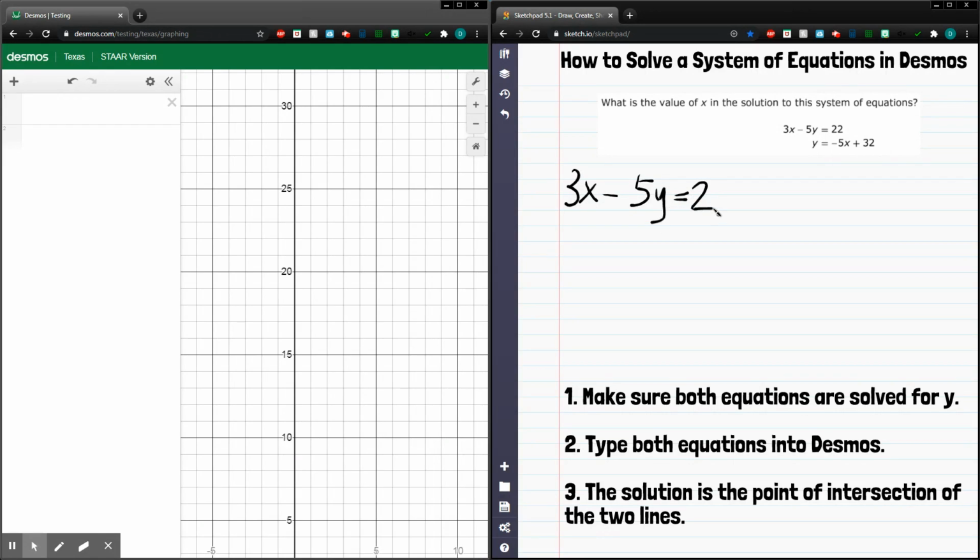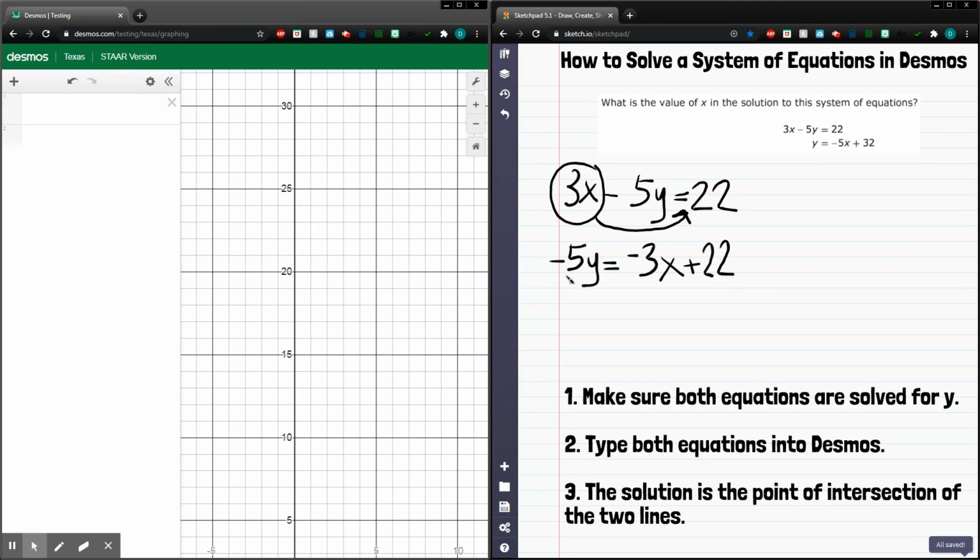So my first step is to take the x term and move it to the other side by using the addition property of equality. So in other words, we're going to subtract it from both sides. That's going to leave us with a negative 5y on the left equal to a negative 3x plus, because it's a positive 22, plus 22.